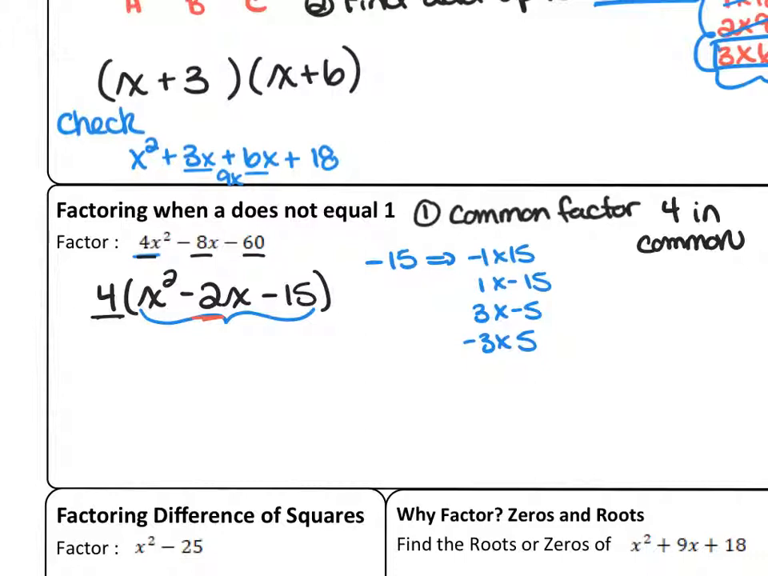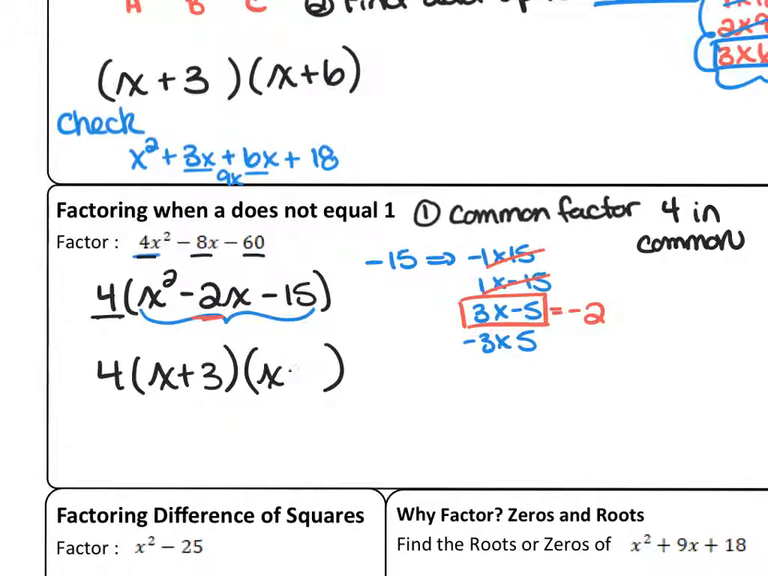1 and 15, that's not going to work in either one of those cases. But 3 plus negative 5 is going to give us negative 2. So this is the example I'm going to use. And again, we're just going to make two sets of brackets, and we're going to put x plus 3 into the one, and x minus 5 into the other.